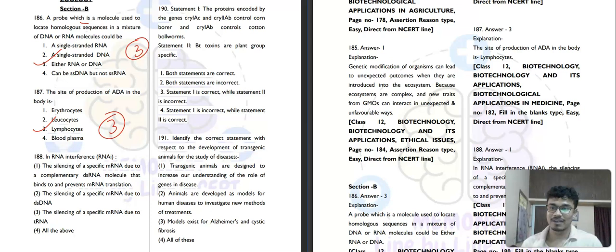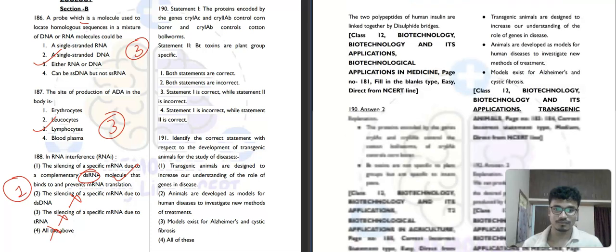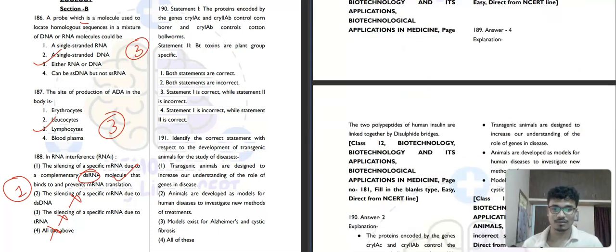In RNA interference, the silencing of a specific mRNA is due to a complementary double-stranded RNA molecule that binds to and prevents the mRNA translation. That is the whole procedure of RNAi, RNA interference. The silencing of a specific mRNA due to double-stranded DNA, no, double-stranded RNA. The silencing of a specific mRNA due to tRNA, no, tRNA is the adapter molecule, you know. So the first option is our correct answer. Then question number 189.